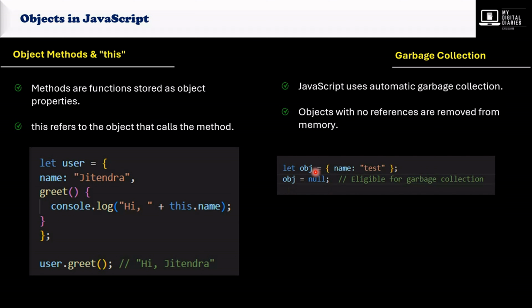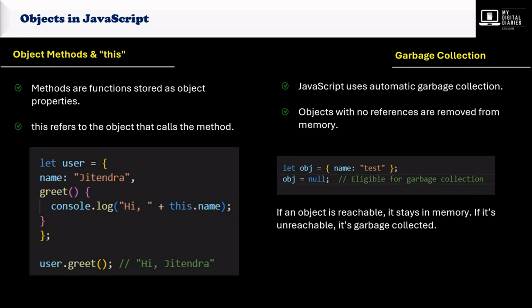here I have created an object, where I have a key name and test. And then I have set object equal to null. At this point, there is no reference to the original object anymore, which means it is now eligible for garbage collection. In simple terms, if an object can't be reached, JavaScript will clean it up.